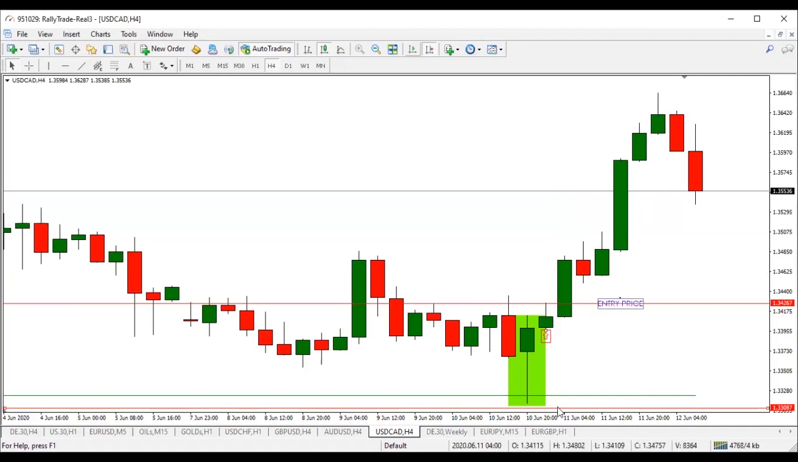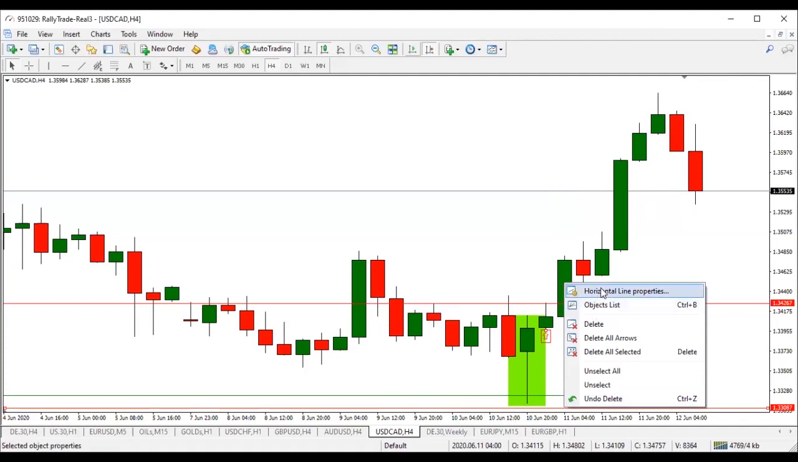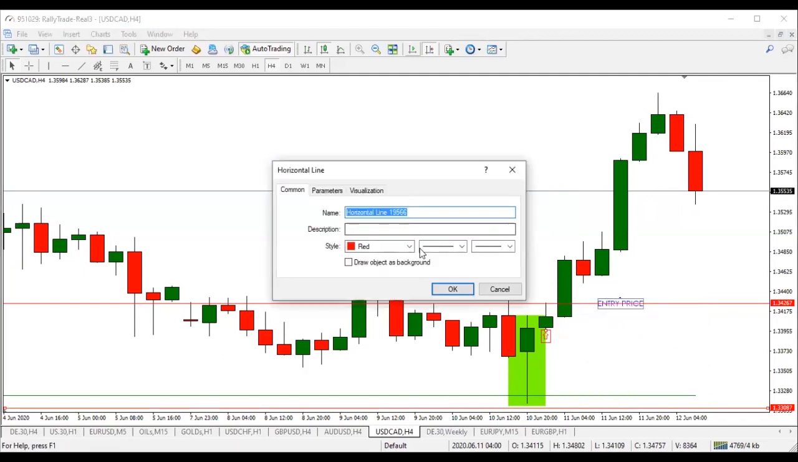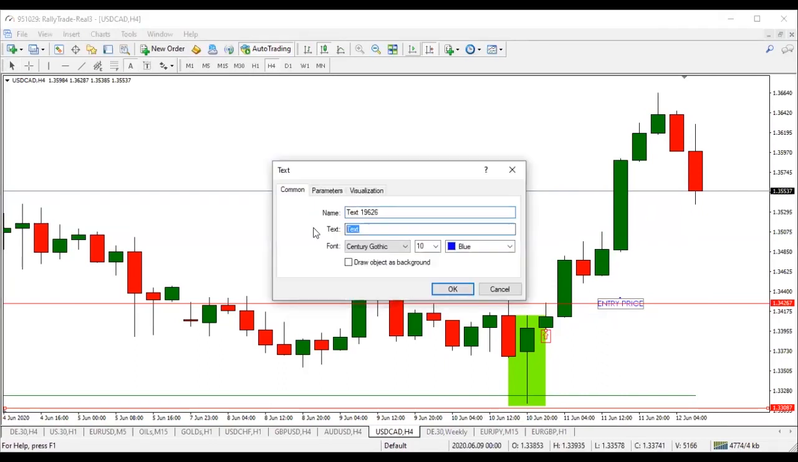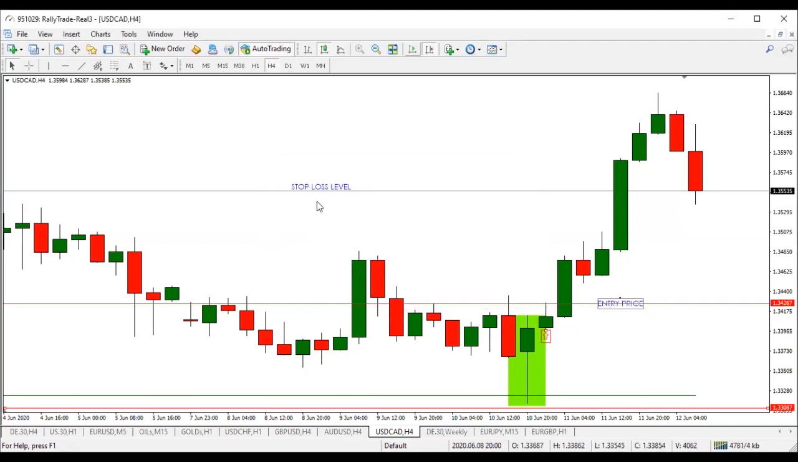So I'm going to change the color of this line to say black, for example, or even red. Okay, I can use this one. I can as well just add a comment there as stop loss level. Now, let me just quickly give you an idea of what I'm trying to achieve here.